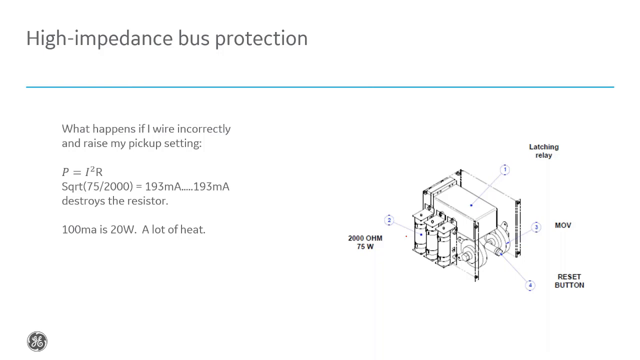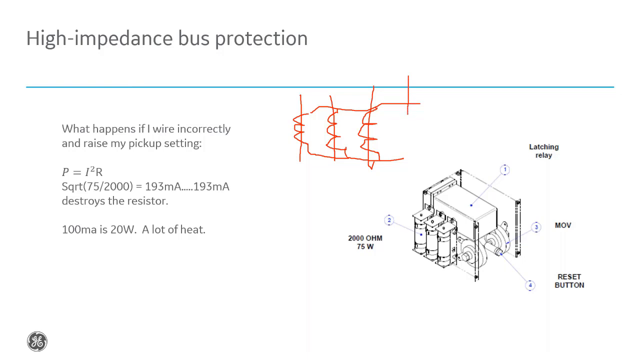100 milliamps is 20 watts. That's a lot of heat. To put this into perspective, on more than one occasion I've seen customers with breakers wired like this: here's my breaker, here's my breaker, and so on. The way this should be wired is this one should be connected to here, and this one should be connected to here, and so forth, right?